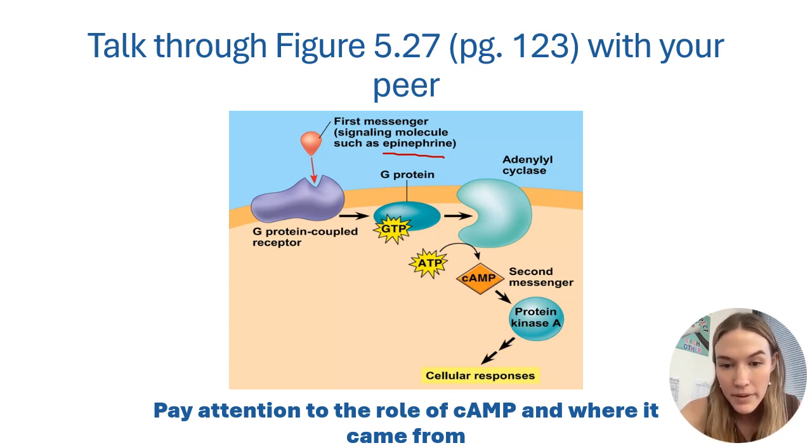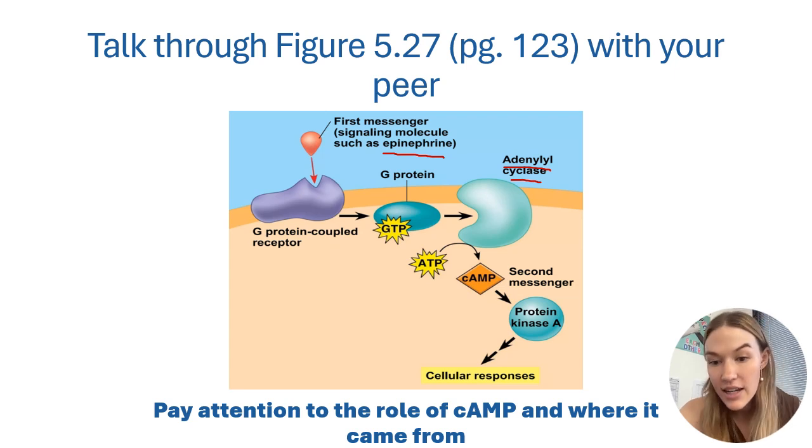But we have the ligand, aka epinephrine, bind the G protein coupled receptor, which causes the receptor to change shape and causes the G protein to exchange GDP for GTP, thus activating it. So now we have an active G protein that is bound to GTP. Now that it's active, it can go do other work. In this case, it is going to work on an enzyme called adenylyl cyclase.